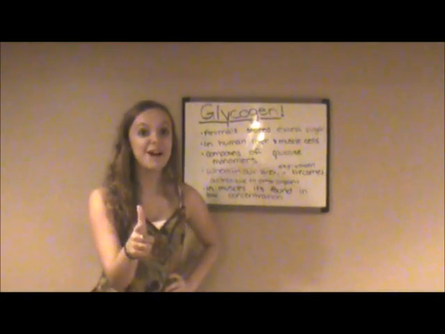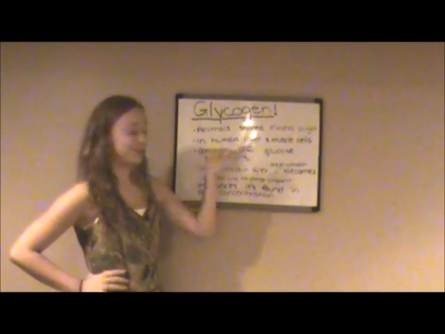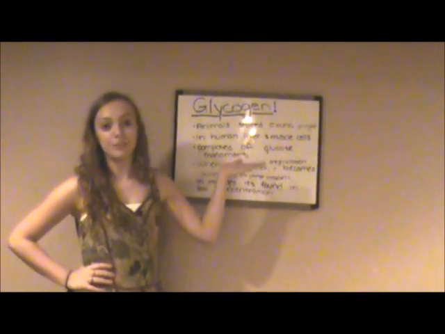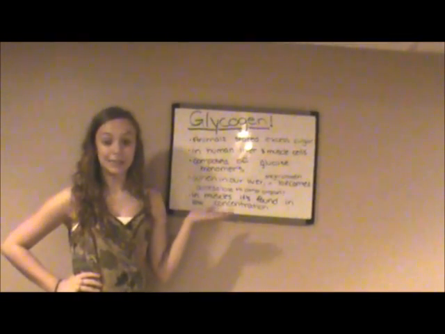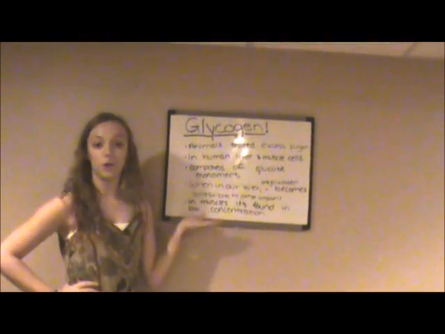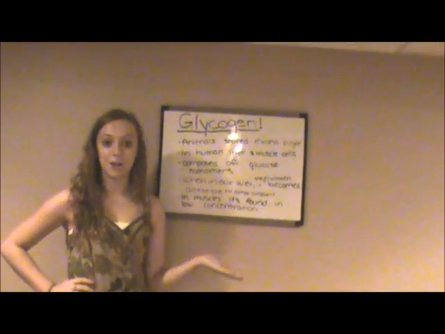Are you ready to learn about glycogen? Okay. Animals store their excess sugar in glycogen. Us humans store it in our liver and muscle cells. When in our liver, the glycogen becomes accessible to other organs. But when it's in our muscles, it's found in low concentration. Also, it is composed of glucose monomers, just like the other polysaccharides.